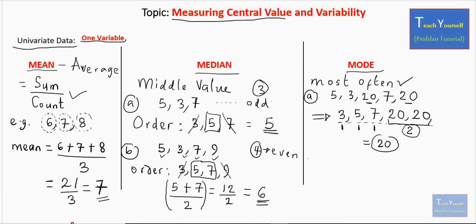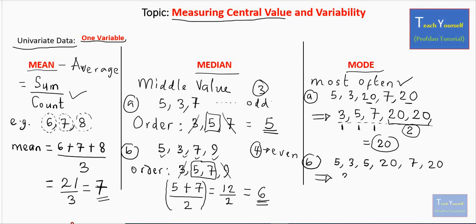Okay, case 2. Let's look at this example. We have 5, 3, 5. Let's say we have 20, 7, and another 20. Okay, these are the scores of the students.